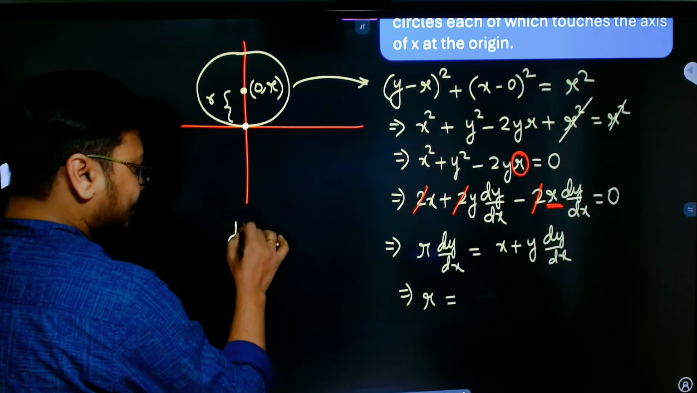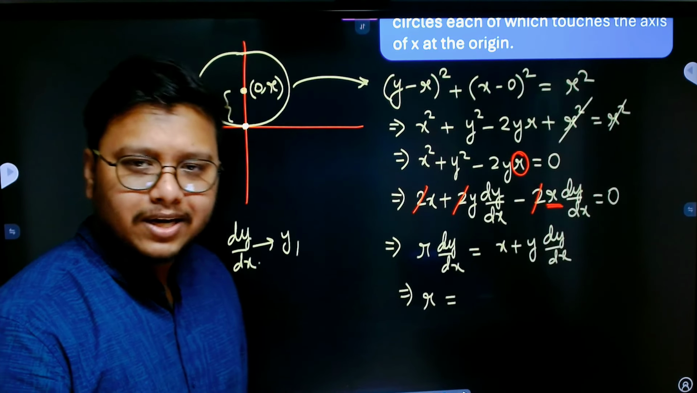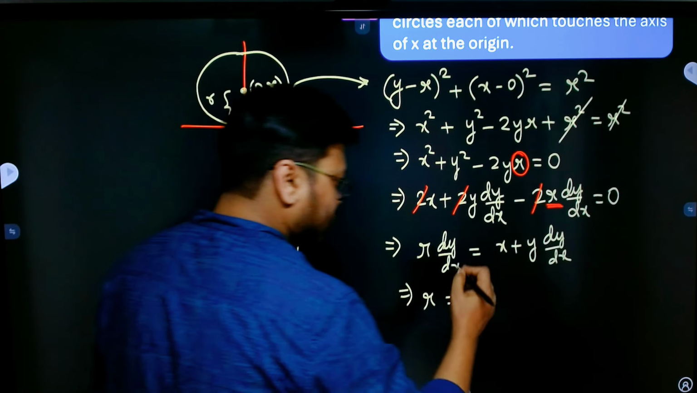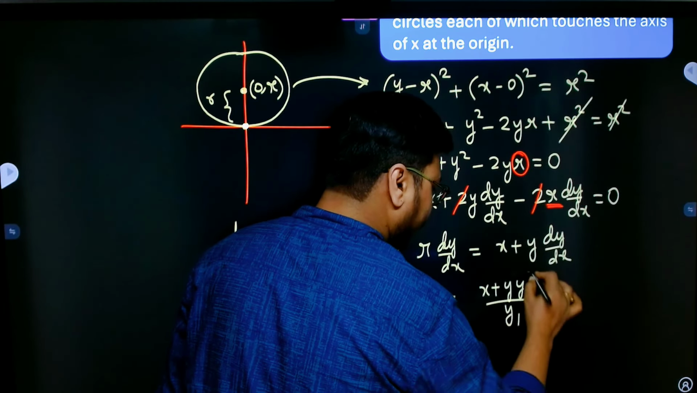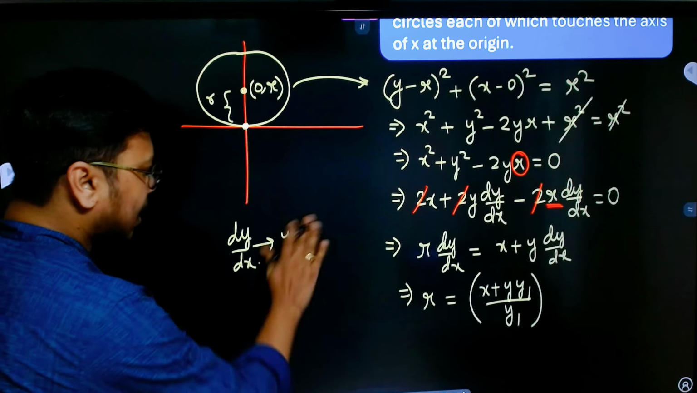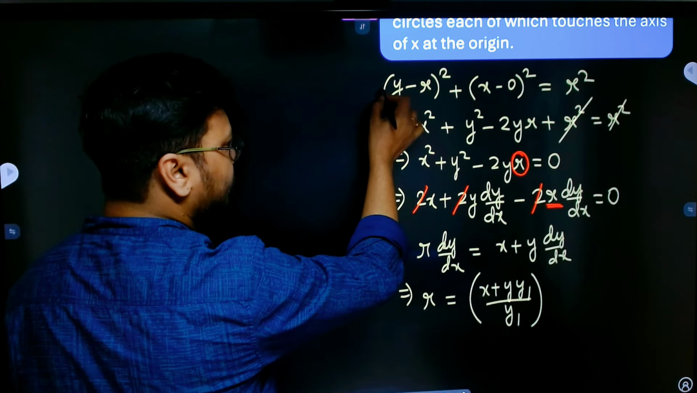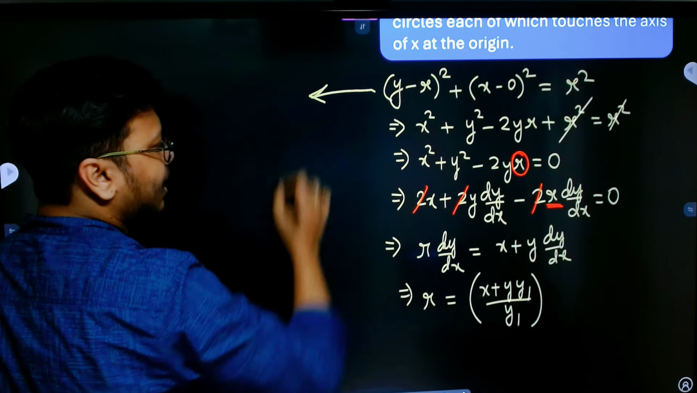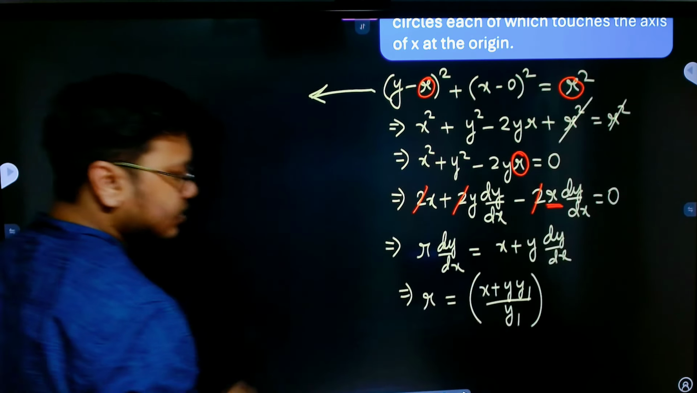To save some time, I'll be writing dy/dx as y1 and similarly d2y/dx2 as y2. Okay, so r is (x + y1) / y1, right? So once I have got this value of r, I can plug it back into the main equation, the first equation that I had. So I can plug the value of r right over here, which is this value.